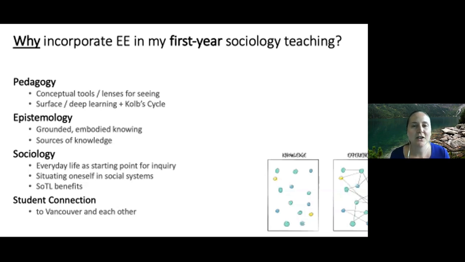And then epistemologically, in terms of how knowing happens, I try to communicate to students, and this is sort of a disciplinary approach within some areas of sociology, that knowing doesn't just happen from really abstract bird's eye view places, that knowing is always grounded in time and place and can be partial.